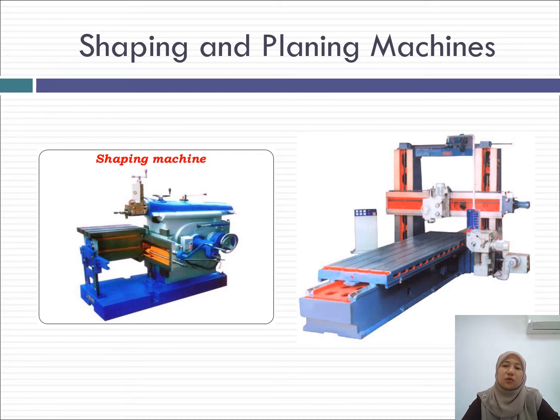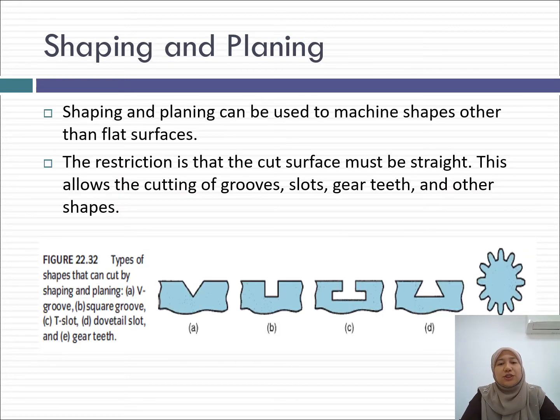So if you have two columns, the parts that can be handled by the double column planer will be smaller as compared to the one side planer or single column planer. Shaping and planing can be used to machine shapes other than flat surfaces. However, the restriction is the cut surface must be straight.